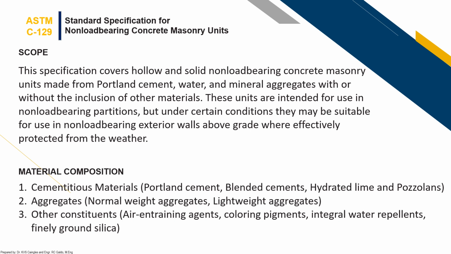First is your cementitious material, which can be Portland cement, blended cement, hydrated lime, and pozzolan. Then second, ingredient niya is the aggregates, which could be classified as normal weight aggregates and lightweight aggregates. No? And also added to the composition of our concrete masonry units or CHB are other constituents like air entraining agents, coloring pigments, integral water repellents, or finely ground silica, or admixtures generally. Okay?